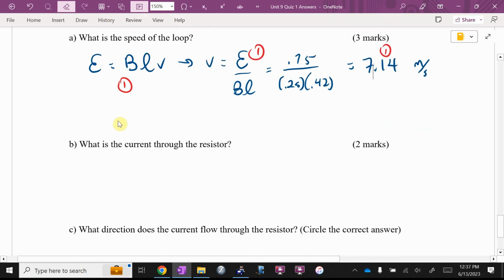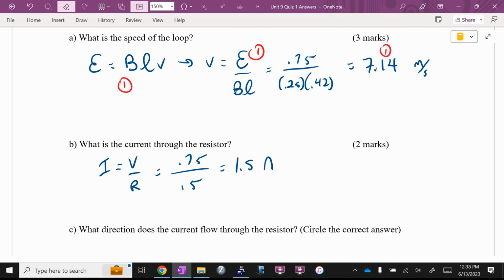What's the current through the resistor? Hey, I'm detecting a bit of a theme here, Mr. Dueck. V over R, it's going to be 0.75, they told me that, divided by 0.5. I should be able to do that in my head. Is it 1.5 amps? Or not? 1.5? Thank you, Kyle.